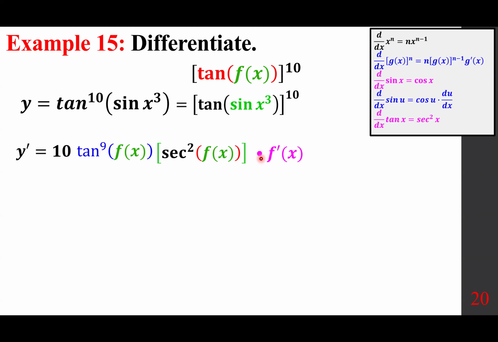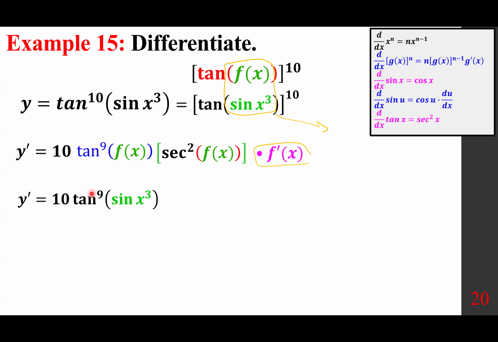Now we are going to replace the f of x with sine x cubed. So this one becomes sine x cubed, and this one becomes sine x cubed. And then what is f prime of x? If f of x is sine x cubed, everybody, what is f prime of x? Take a look at this concept. We want f prime of x when f of x is sine x cubed. The derivative of sine x cubed is cosine x cubed, and then times its derivative, 3x squared.